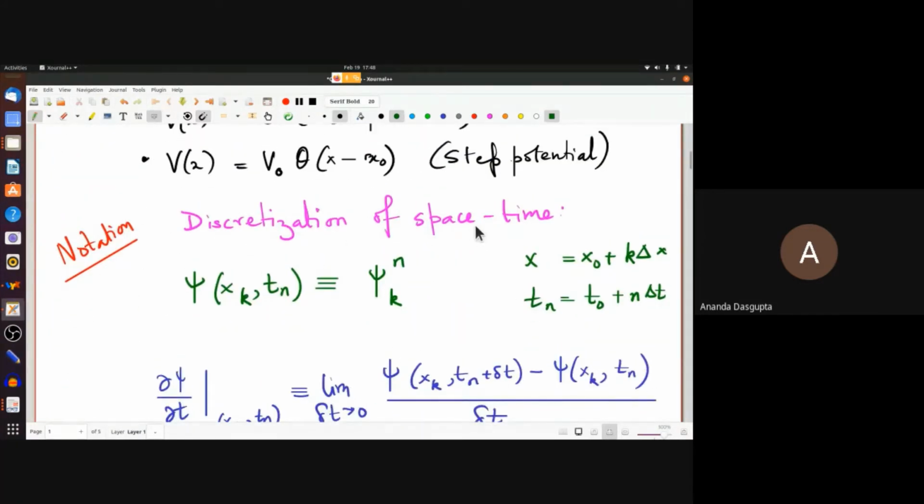We will discretize space-time. That is, as far as our work is concerned, we will just look at the wave function at certain discrete x's and discrete t's. So x is x0 plus k times delta x, where k goes from 0, 1, 2, 3, 4, and so on. This is xk. And tn is t0 plus n delta t. So n here talks about the nth time step, and k talks about the kth position on your spatial lattice. So basically, this was your x, but now you have broken it up into a lattice of points like this.